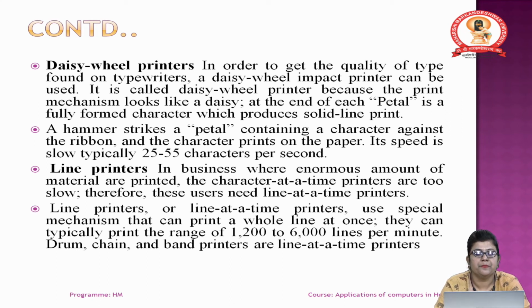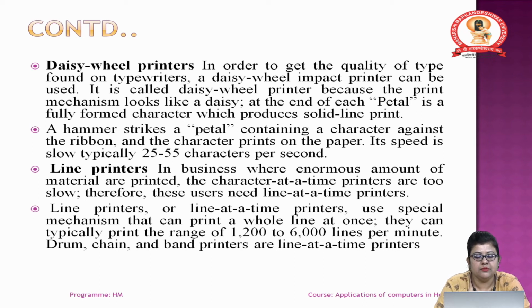Daisy wheel printer. Next comes the daisy wheel printer. To get the quality of type found on a typewriter, daisy wheel impact printers can be used. It is called a daisy wheel printer because the print mechanism looks like a daisy. At the end of each petal is a fully formed character which produces a solid line. A hammer strikes a petal containing a character against the ribbon and the character prints on the paper. Its speed is typically from 25 to 55 characters per second.